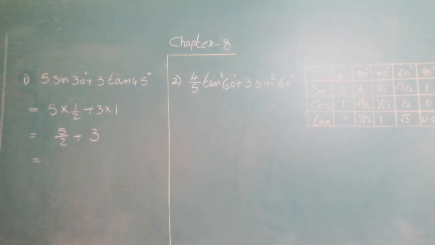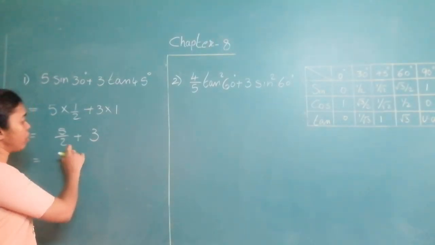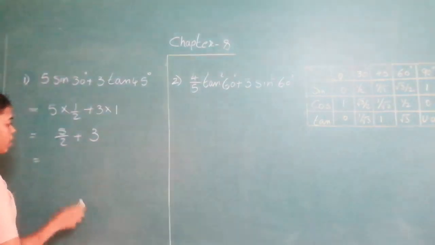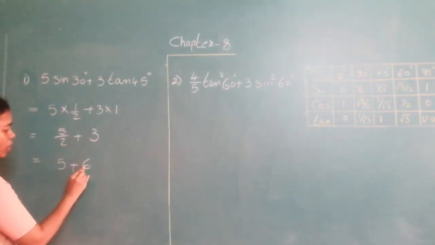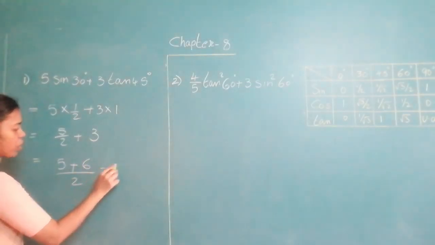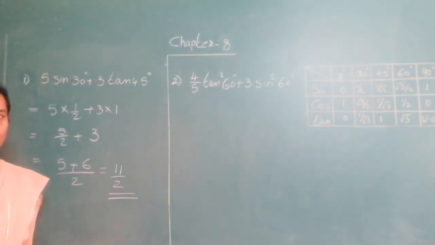That is equal to, now 3 is not in fraction form, so what you have to do over here is find the LCM. So you will have 5 plus 2 threes are 6, upon 2. That is equal to 11 upon 2. This is the answer. Okay.